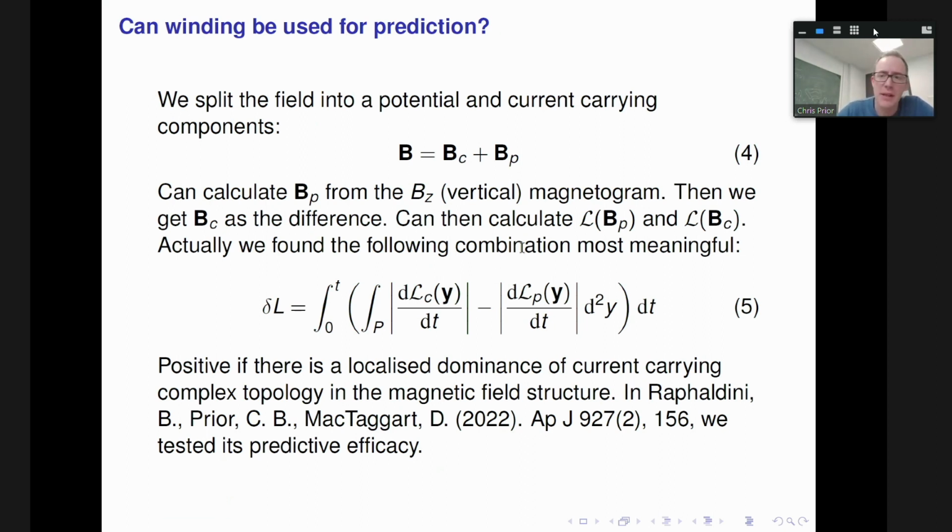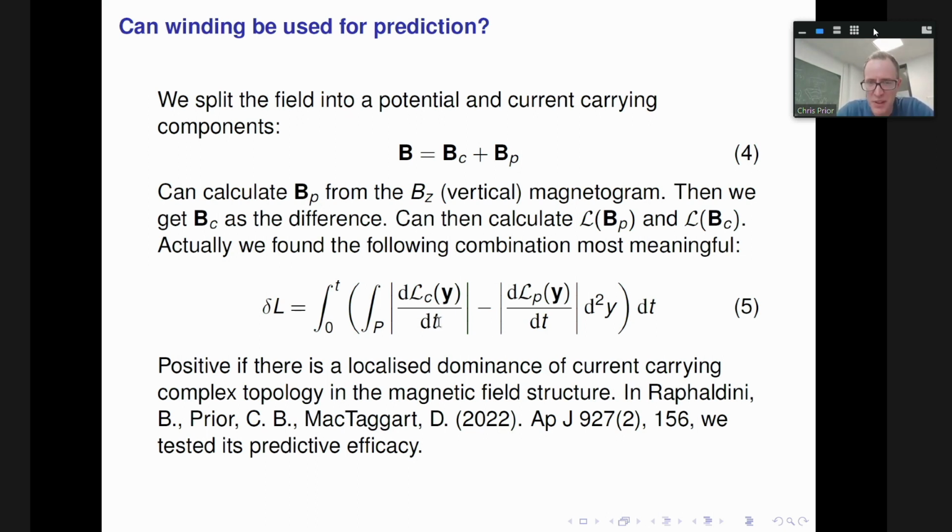So we can then calculate the winding distributions, as I described before, but for these two separate field components. And we then take the absolute difference between them. What you're getting here is a quantity which, if it's positive, means there's an imbalance towards an input of current carrying complexity over potential complexity. If it's negative, you're actually getting more potential complexity being pushed in. And so when this quantity is positive, we should expect a bigger likelihood of flaring. Okay, so it's a sort of sensible thing to calculate.